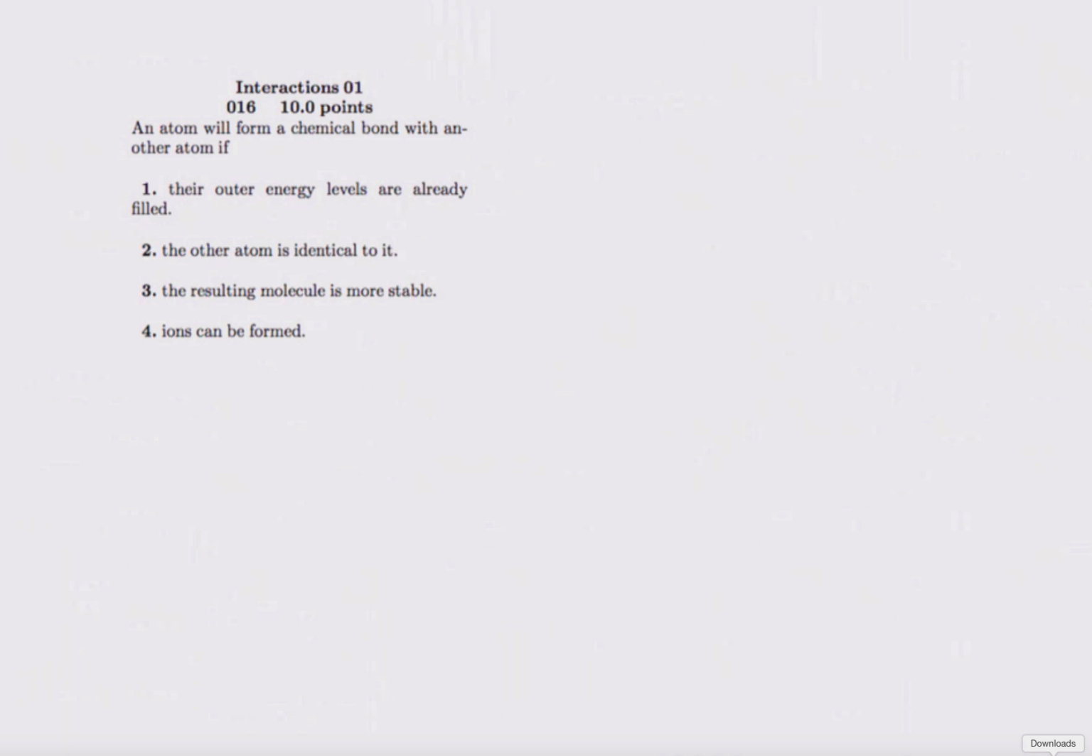When do atoms form a chemical bond? Well, everything in chemistry is driven by the desire for more stability, or another way of looking at that would be lower energy states. Everything is trying to get to the state that requires the least amount of energy to maintain. So more stability equals less energy, right? Something that's more stable requires less energy. So atoms bond in order to become more stable.